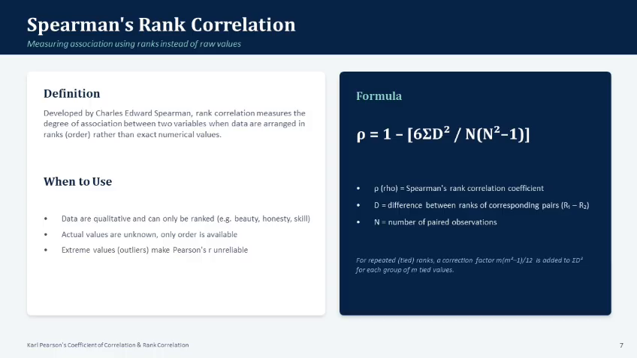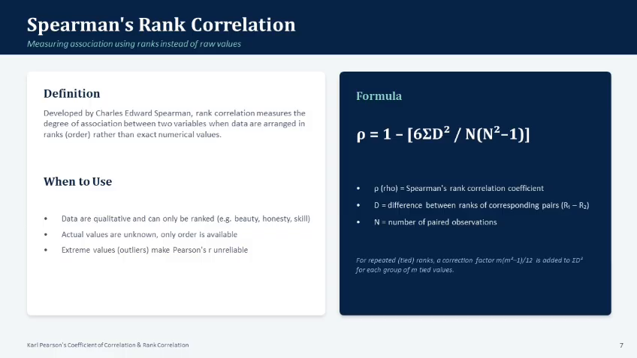Spearman's rank correlation. Definition: it was developed by Charles Edward Spearman, which measures the degree of association between two variables when data are arranged in ranks rather than exact numerical values. When to use this rank correlation? When data are qualitative and can only be ranked, when the actual values are unknown and only order is available, when the extreme values make Pearson's r unreliable.